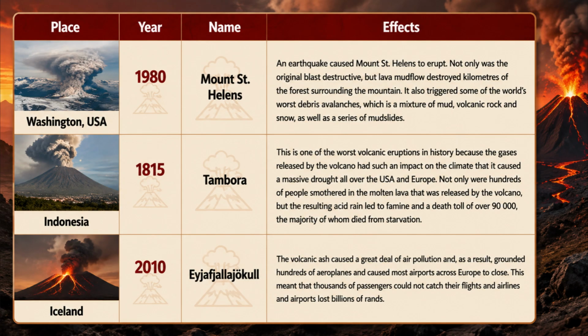Indonesia. 1815. This is one of the worst volcanic eruptions in history because the gases released by the volcano had such an impact on the climate that it caused a massive drought all over the USA and Europe. Not only were hundreds of people smothered in the molten lava that was released by the volcano, but the resulting acid rain led to famine and a death toll of over 90,000, the majority of whom died from starvation.